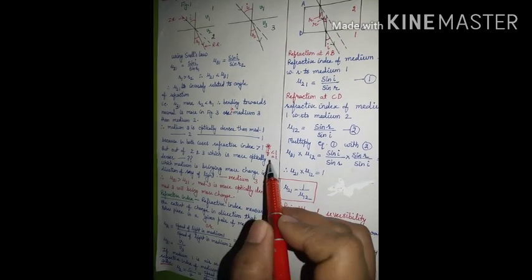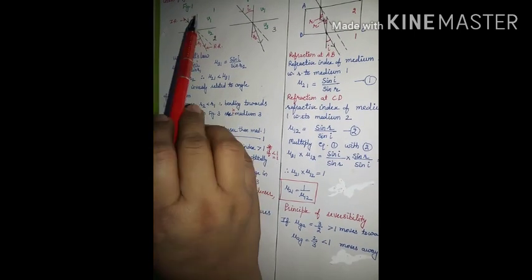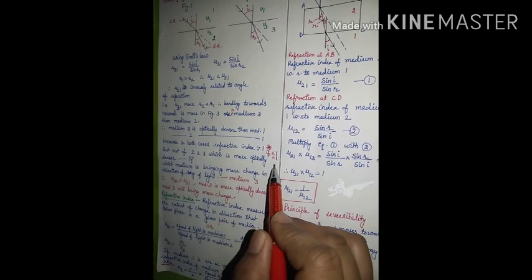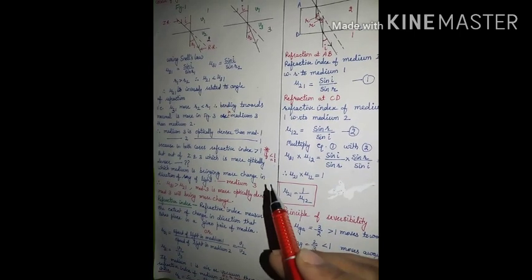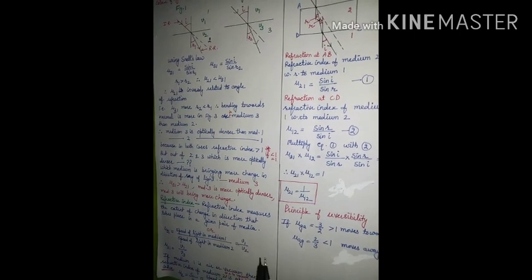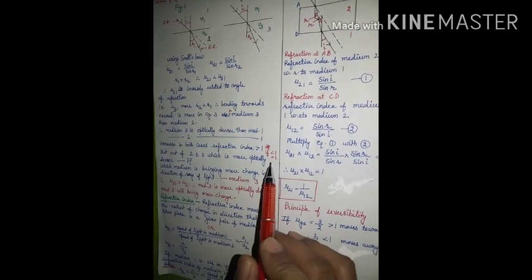If the refractive index of the second medium with respect to the first medium is 1, then what will be the path followed by the ray of light? Will it bend towards the normal? Will it go away from the normal, or will it go straight?